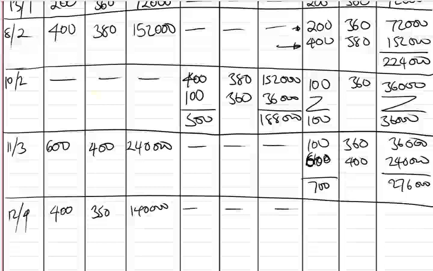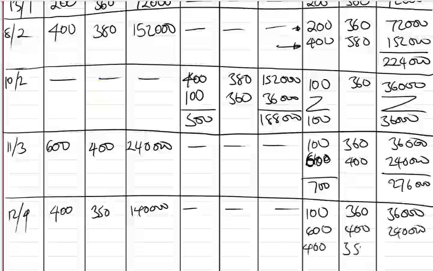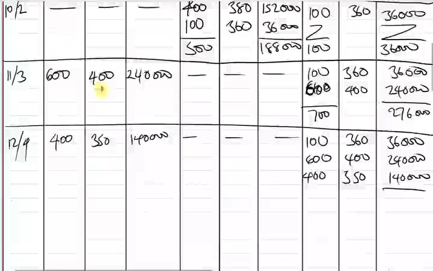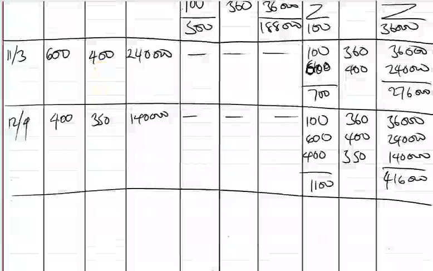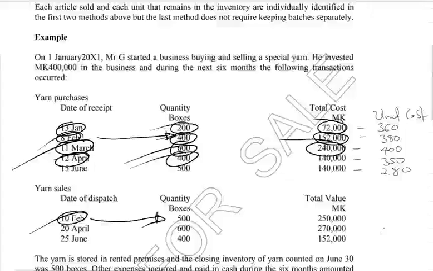There's no issue that day. That means the balance will be the 100 that is in stock at 360, that's 36,000. The 600 that is in stock at 400, that's 240,000. And the new consignment of 400 at 350, which is 140,000. If you add this up, you should find 1,100 units in stock right now. We close that up.